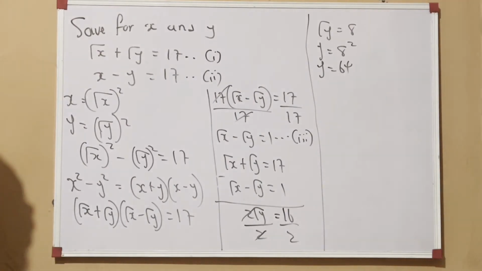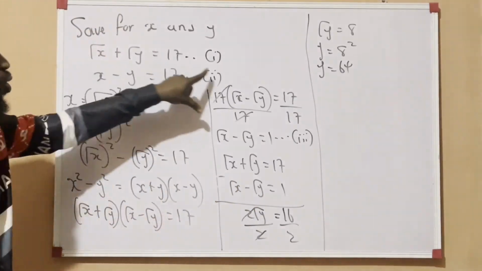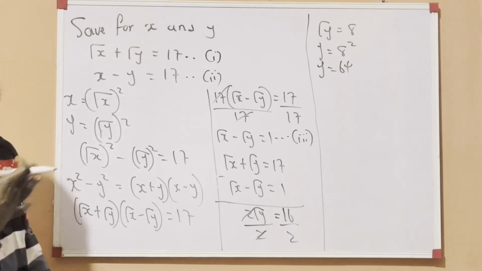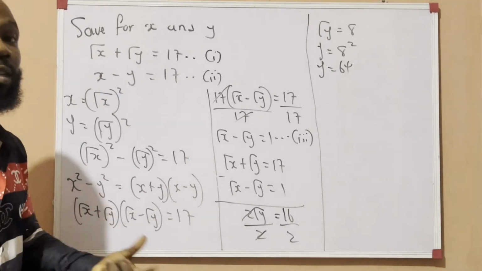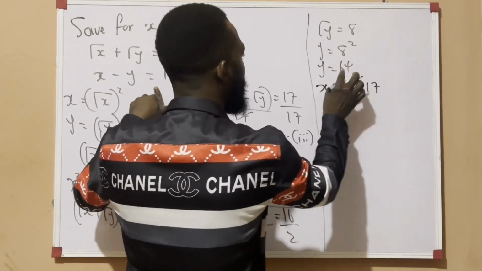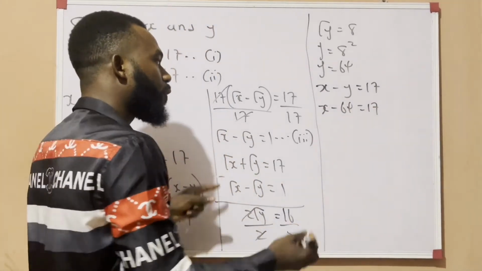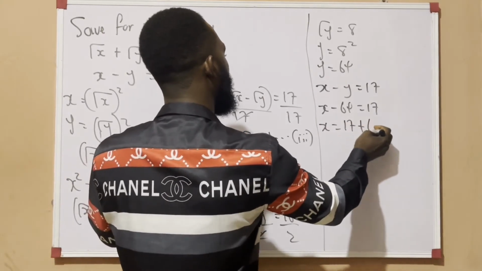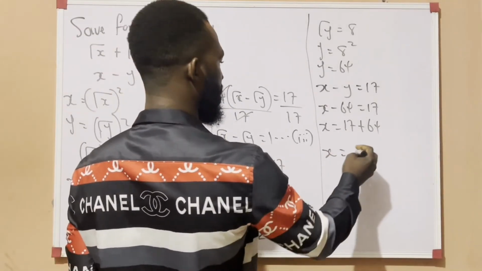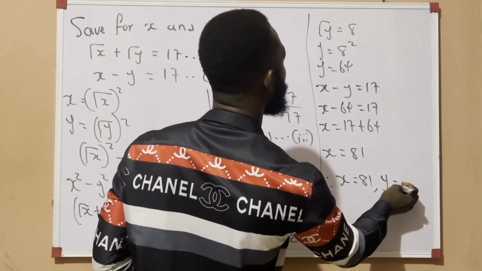Now that we've gotten the value of y, what do we do next? We are going to get the value of x. We can use equation 1, equation 2, or equation 3; whichever you use, you are going to get the same answer. I think the best equation to use is equation 2, because it has no roots. So using equation 2, which says x minus y equals 17, and y is 64, we have x minus 64 is equal to 17. Of course, x is equal to 17 plus 64, and when you add 17 and 64 together, you get 81. So therefore, x is 81 and y is 64.